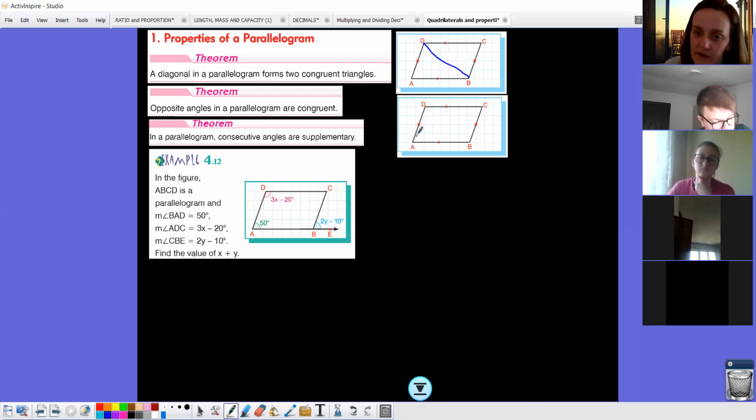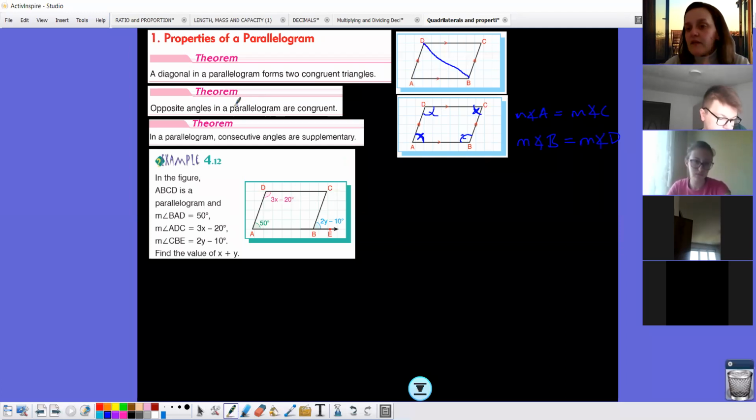Which ones are opposite angles? A is opposite with C, so the measure of angle A is congruent to the measure of angle C. Also, B is opposite with D, and then we can say that the measure of angle B is equal to the measure of angle D. This second theorem gives us that the opposite angles of a parallelogram are the same.